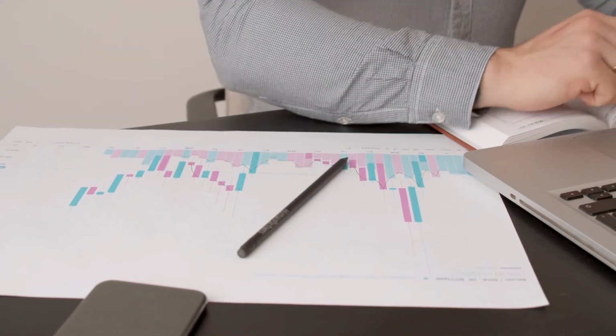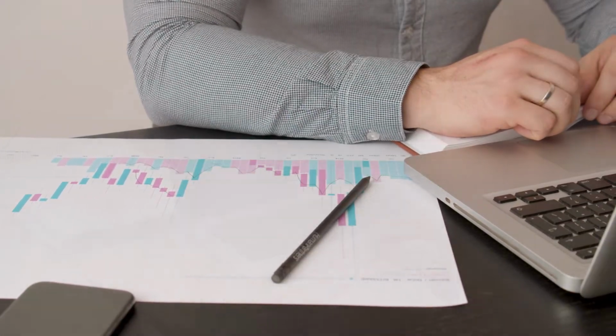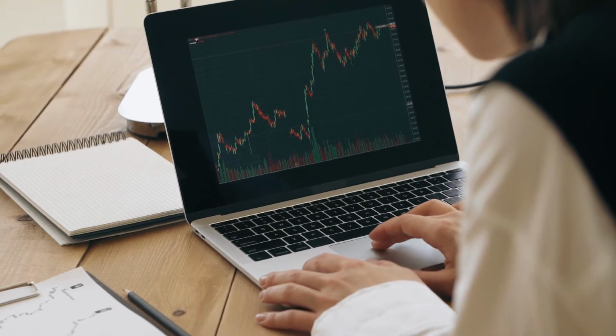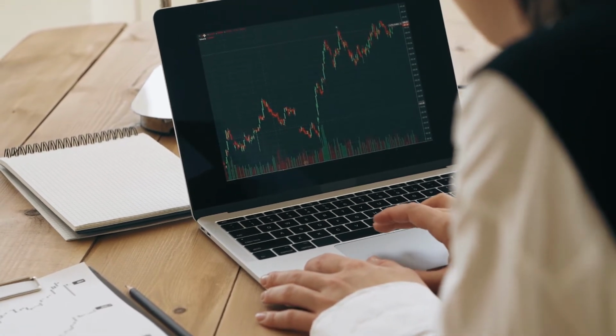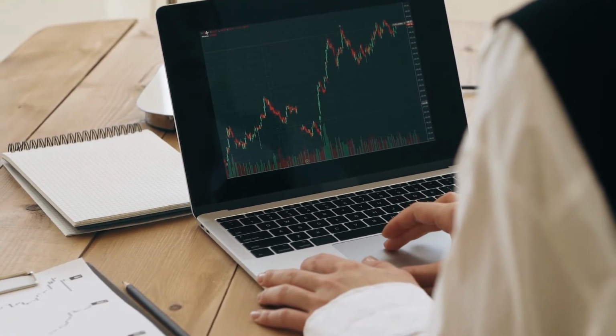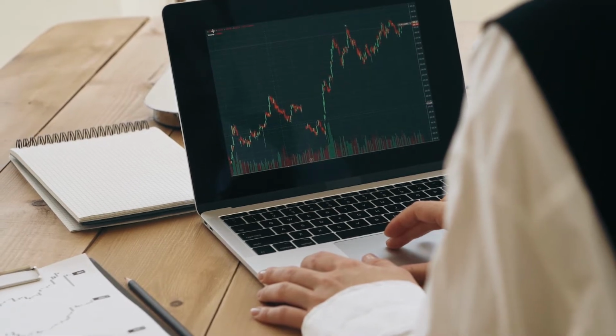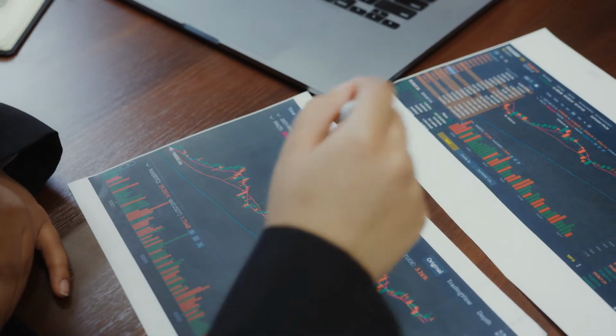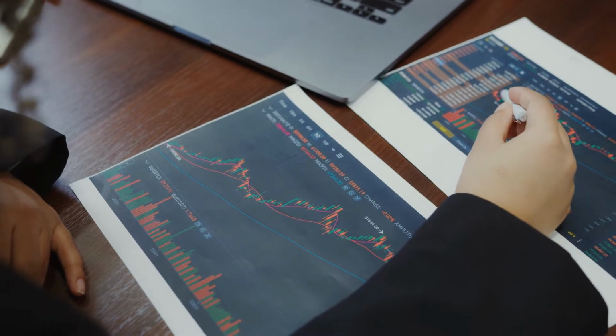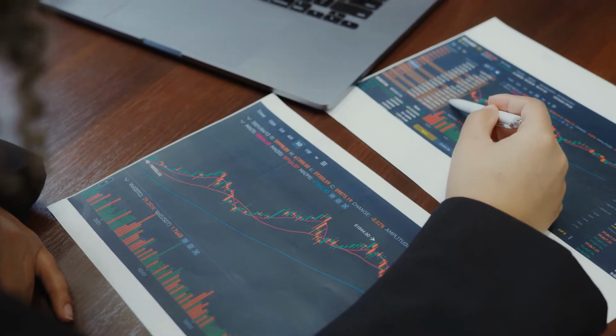4. Research and educate yourself. Take the time to learn about investment options and financial markets. Understand the basics of stocks, bonds, mutual funds, and other investment instruments. Knowledge is your best defense against making uninformed decisions.